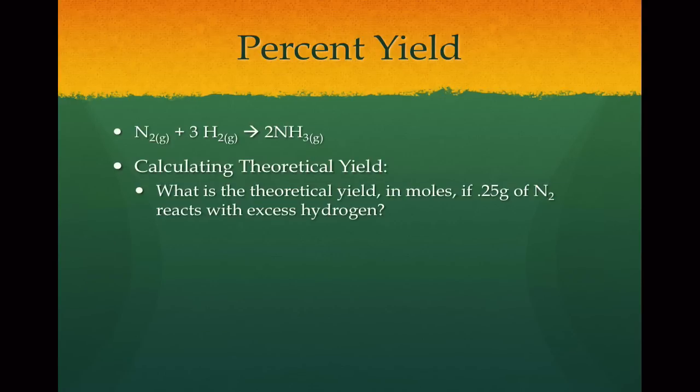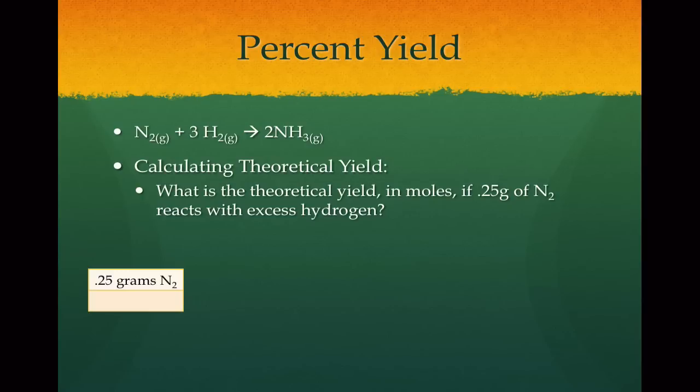We need to look at how to calculate theoretical yield. This is perhaps the trickiest part of this, though you should be familiar with this. So we're going to look at the production of ammonia. What is the theoretical yield in moles if 0.25 grams of nitrogen gas reacts with excess hydrogen? So we want to get to moles as the first step.